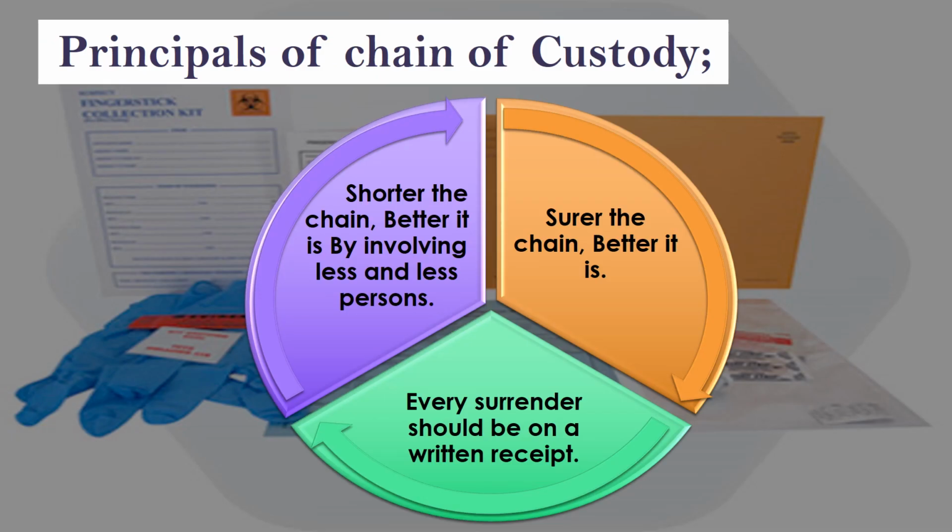Principles of chain of custody. Shorter the chain, better it is, by involving fewer and fewer persons. Every surrender should be on a written receipt. Surer the chain, better it is.